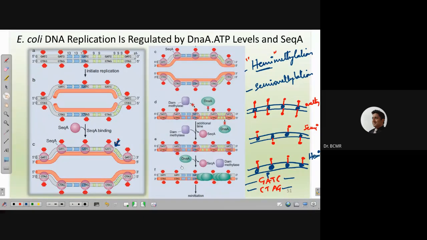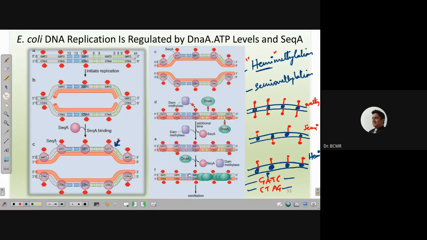So gradually, more and more DNA becomes fully methylated, and then SeqA is no longer bound here, and then DnaA, the one that binds to the 9-mers as shown here, will bind here and will denature the region of the 13-mers, and reinitiate the next round of replication.